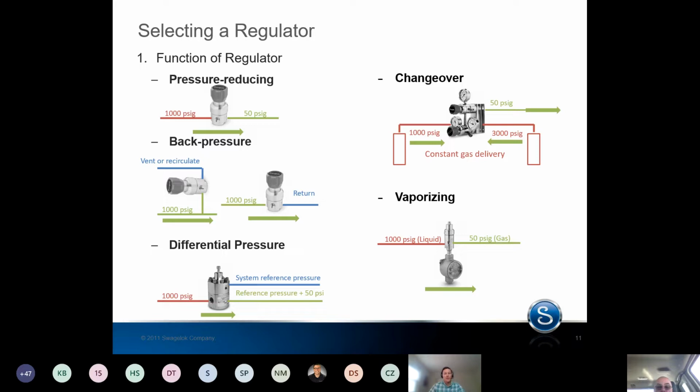Changeovers do exactly what the name implies: they automatically change from one source of gas to another, to ensure that you have constant pressure delivery. And then vaporizing regulators have a heating element in them to help the vaporization process. But again, you can get into many different types of these specialty regulators. This is really just a few examples that are very common.